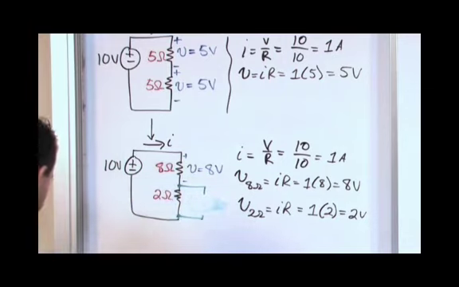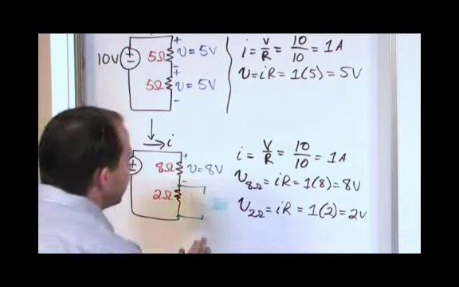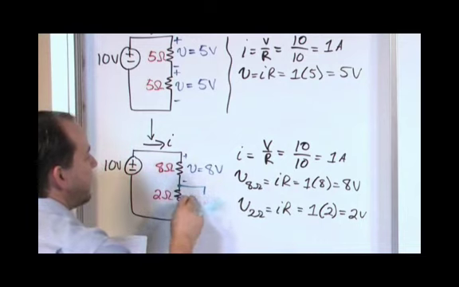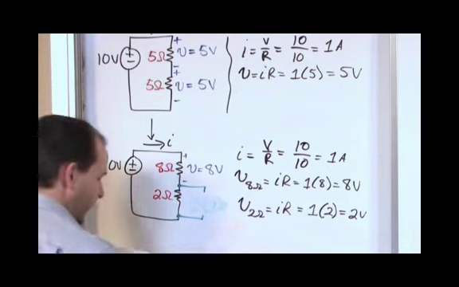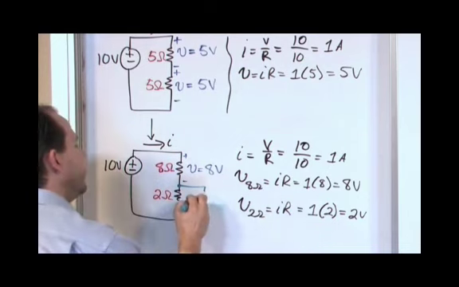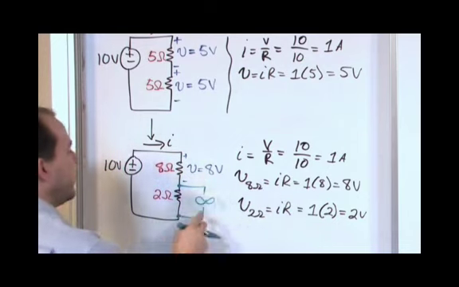Now, let me ask you this. How can I minimize this guy? Look at the way I've got it drawn here. I've got nothing here. I've got basically infinite resistance. So I kind of help you out here. Infinite resistance. In other words, it's an open circuit here.